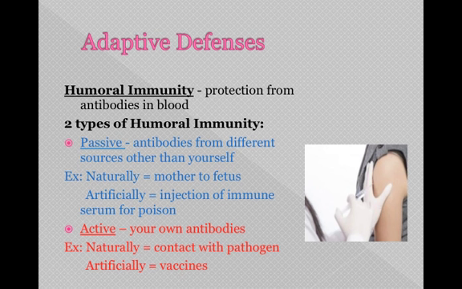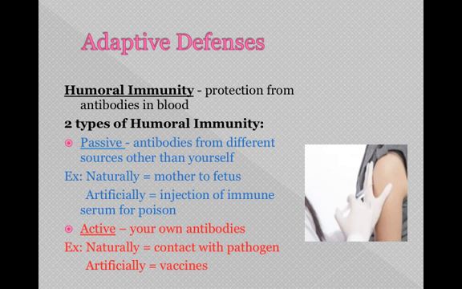Adaptive defense systems. First part is humoral immunity in adaptive defense systems. That's protection from antibodies in your blood. There's two types of humoral immunity. First type is passive. That's antibodies from a different source other than yourself.